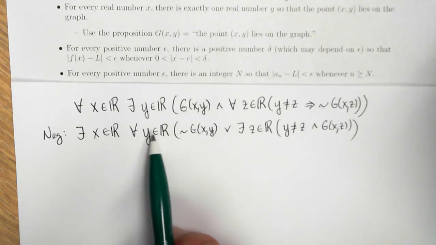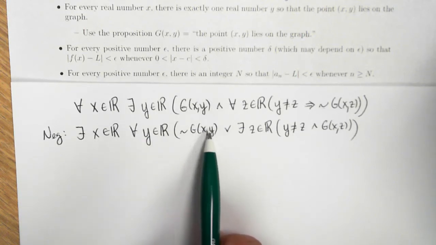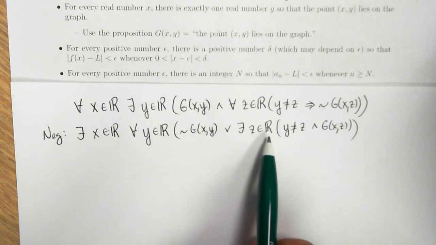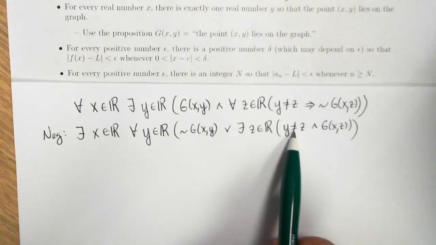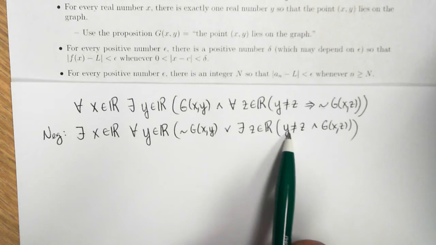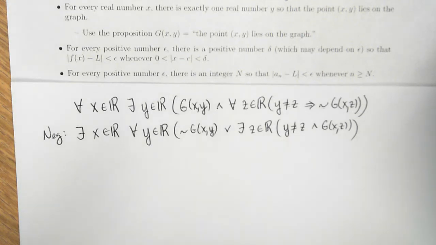So there exists an x such that for every y, either the point xy is not on the graph, or it might be on the graph, but then there'd be some other point that is not equal to z, which is also on the graph. So that would be the negation.